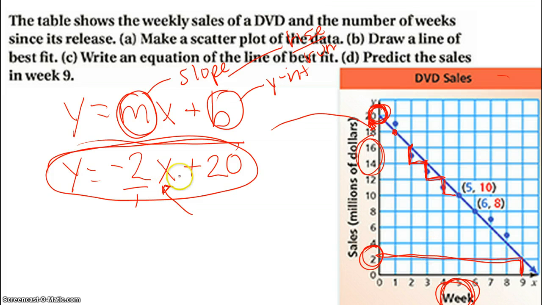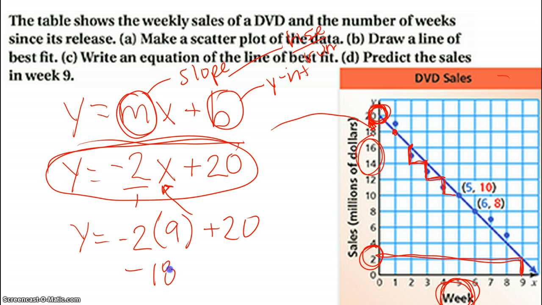So let's use our equation. Negative 2 times 9 plus 20. Negative 18 plus 20 gives me 2. I got the same answer. Now, you're not always going to get the exact same answer because sometimes your drawing is a little crooked or you estimate a little off or you can't tell for sure. But these two numbers should be very close to each other.